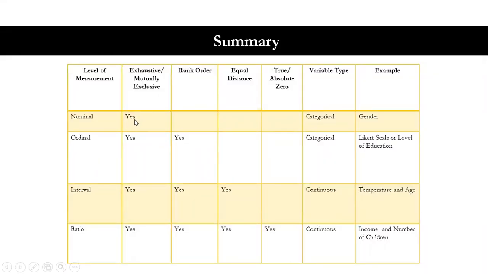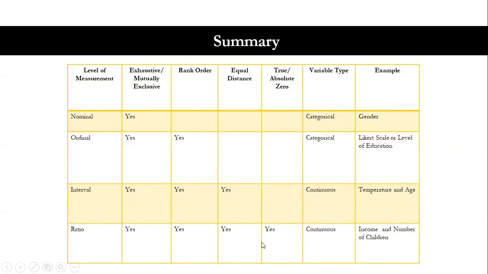Okay, so as we can see, we're continuing to build where nominal level variables are mutually exclusive and exhaustive. Ordinal level variables are mutually exclusive and exhaustive and have rank order. Interval level variables are mutually exclusive and exhaustive, have rank order and equal distance. And finally, ratio level variables are mutually exclusive and exhaustive, have rank order, have equal distance, and also have a true or absolute 0.